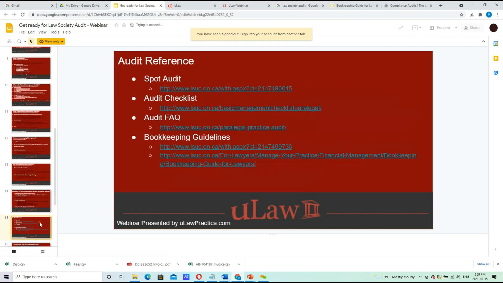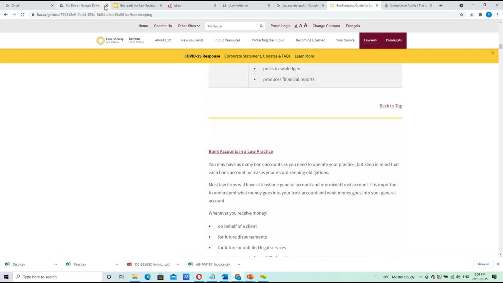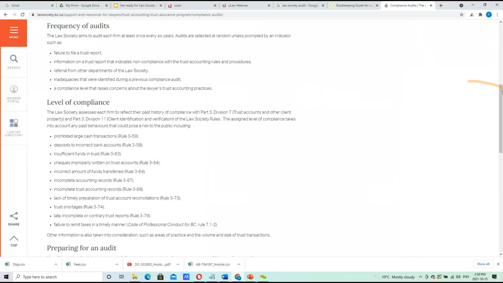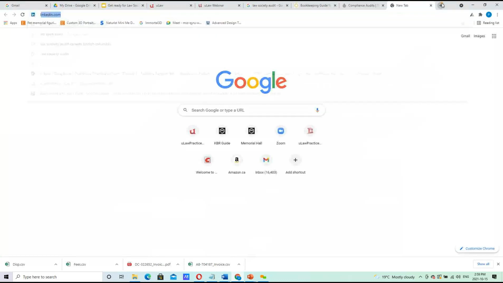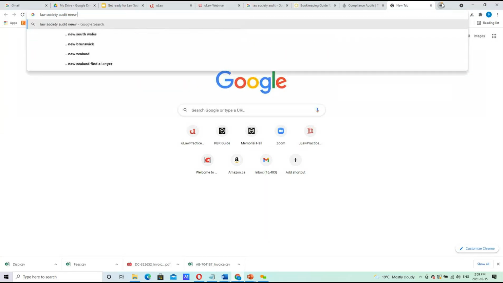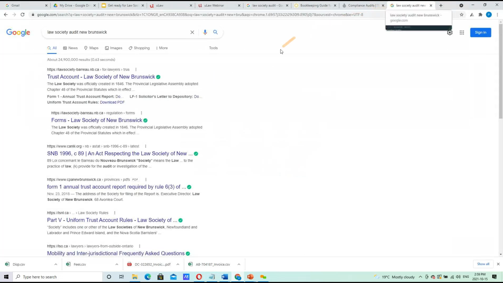As I said, there's quite a few reference materials on the internet around spot audit, audit checklist, frequently asked questions, and bookkeeping guidelines. For friends in Ontario, please visit LSO, and then I just typed in LSO audit. And there's a specific web page that talks about it. It's fantastic. Same thing for British Columbia. And you can do the same thing for any province.